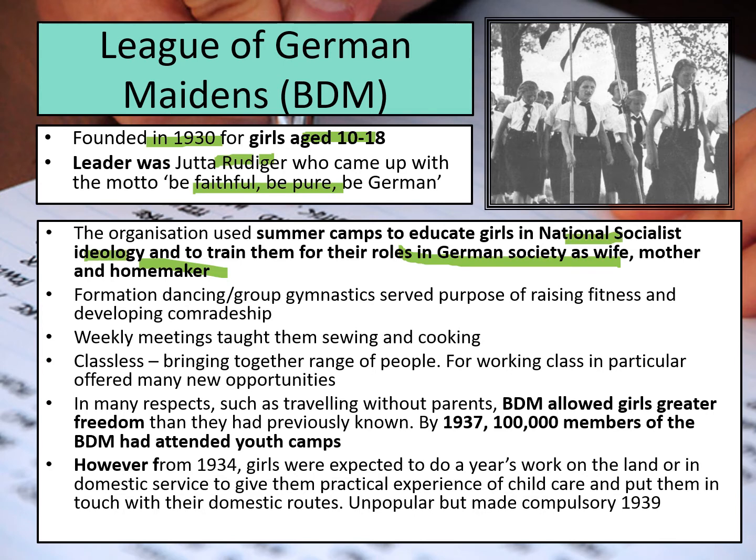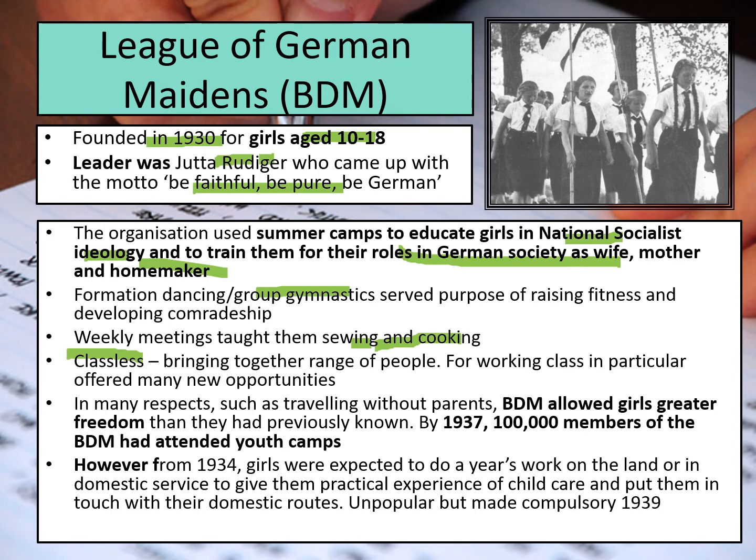They carried out lots of fitness activities, just like the boys did, including doing things like group gymnastics to try and raise their fitness and also help them to develop a sense of community. Just like the Hitler Youth as well, the idea was about trying to get rid of the idea of different classes and bringing together a range of different people. For working class girls in particular, this gave them lots of new opportunities that they'd never had before. Now, some of the activities that they did here was quite similar to school. For instance, teaching them about National Socialist ideology and also teaching them skills like sewing and cooking, which was something they would do in their home economics classes within schools.